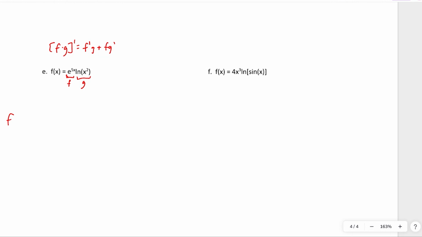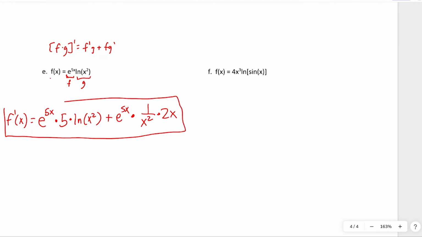So here, f prime. Okay, this is the derivative of the actual complete function, not just this little piece here. But that's what we're going to start with, so we got f prime. So that's going to be the derivative of e to 5x, which is going to be e to 5x times 5, that's f prime, times g, plus f, which is e to the 5x, times g prime. So that's going to be 1 over x squared times the derivative of x squared, which is 2x.